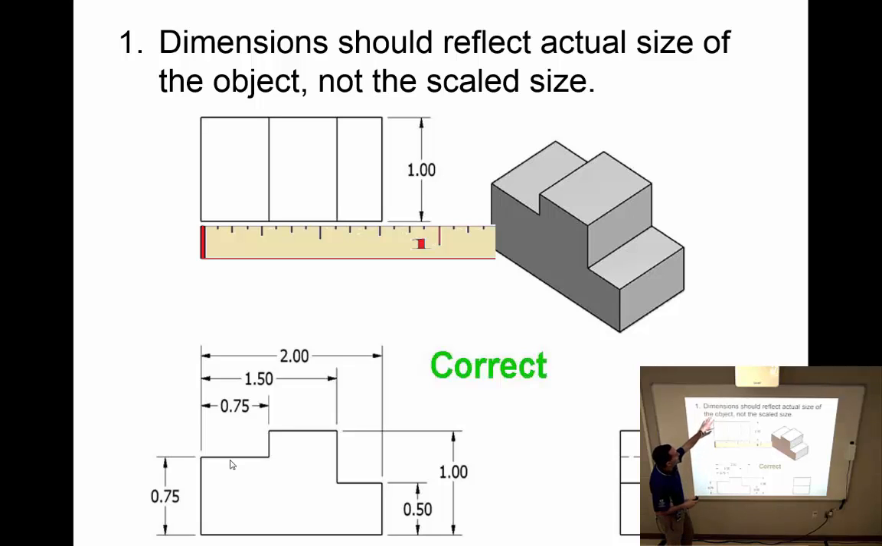So number one, dimensions should reflect the actual size of the object, not the scaled size. Okay? Sometimes our drawings are too big to fit onto the standard sheet of paper, and so we're going to reduce the size of the drawing to fit, but we're not going to reduce the size of the dimensions. Notice that this is measuring at 3/4 of an inch, but we're showing the true size of 2 inches here.